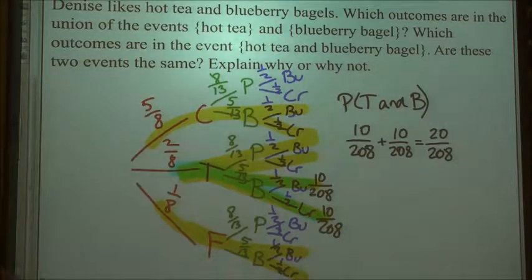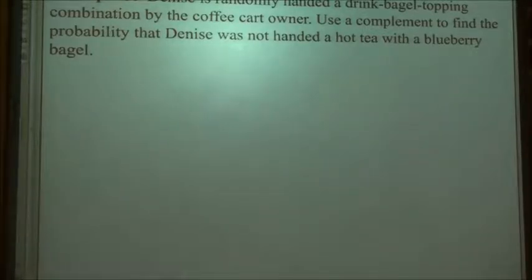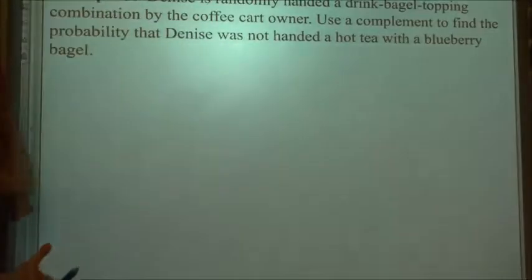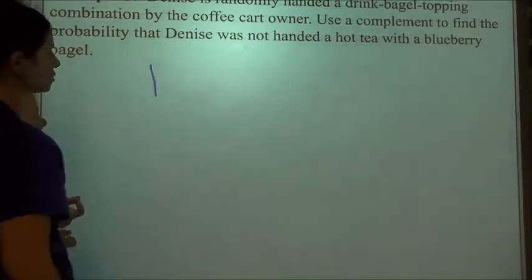So when you go to example 3, Denise is randomly handed a drink bagel topping combination by the coffee cart owner. Use a complement. So a complement is the stuff that isn't included. So find the probability that Denise was not handed a hot tea and a blueberry bagel. So we're figuring out the probability that she doesn't get her favorite option. And hopefully you remember, complements add up to 100% because you're either in the event or you're not in the event. So 100% is also 1.